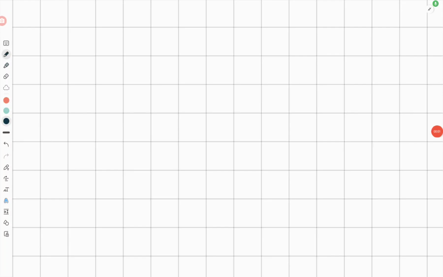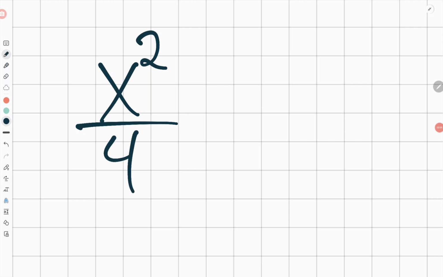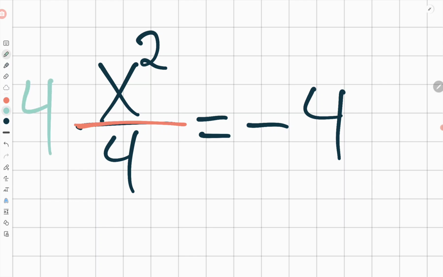Hey guys, let's take a look at solving the equation x squared over 4 equals negative 4. So our goal is to get x somehow. First, we observe the following. This is division. The opposite of division is multiplication. So you're going to put a 4 on this side and a 4 on that side. You have to begin with that step to get rid of the division.